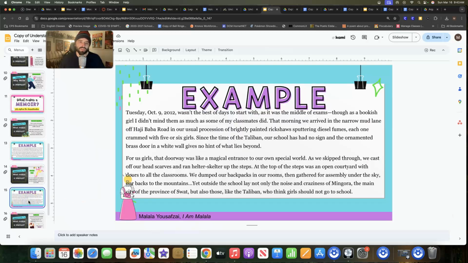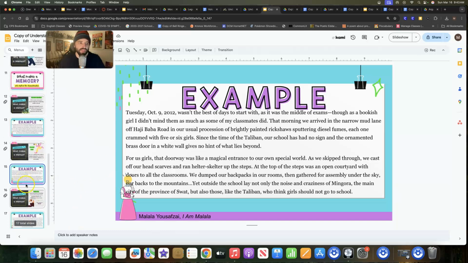So here's the same example. I'm not going to read this one because it's much longer. If you just want to pause and read this, you'll see that personal voice in this one.